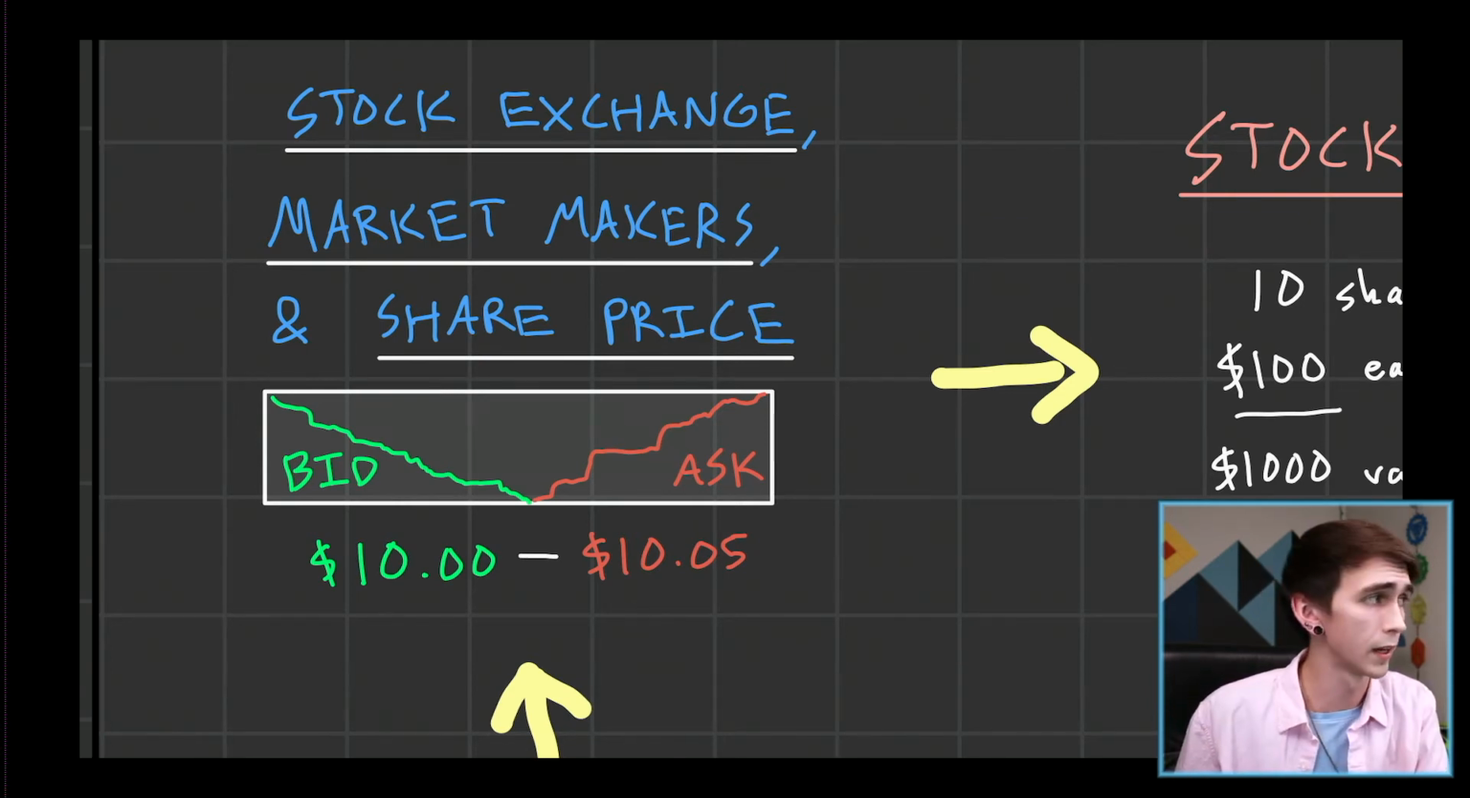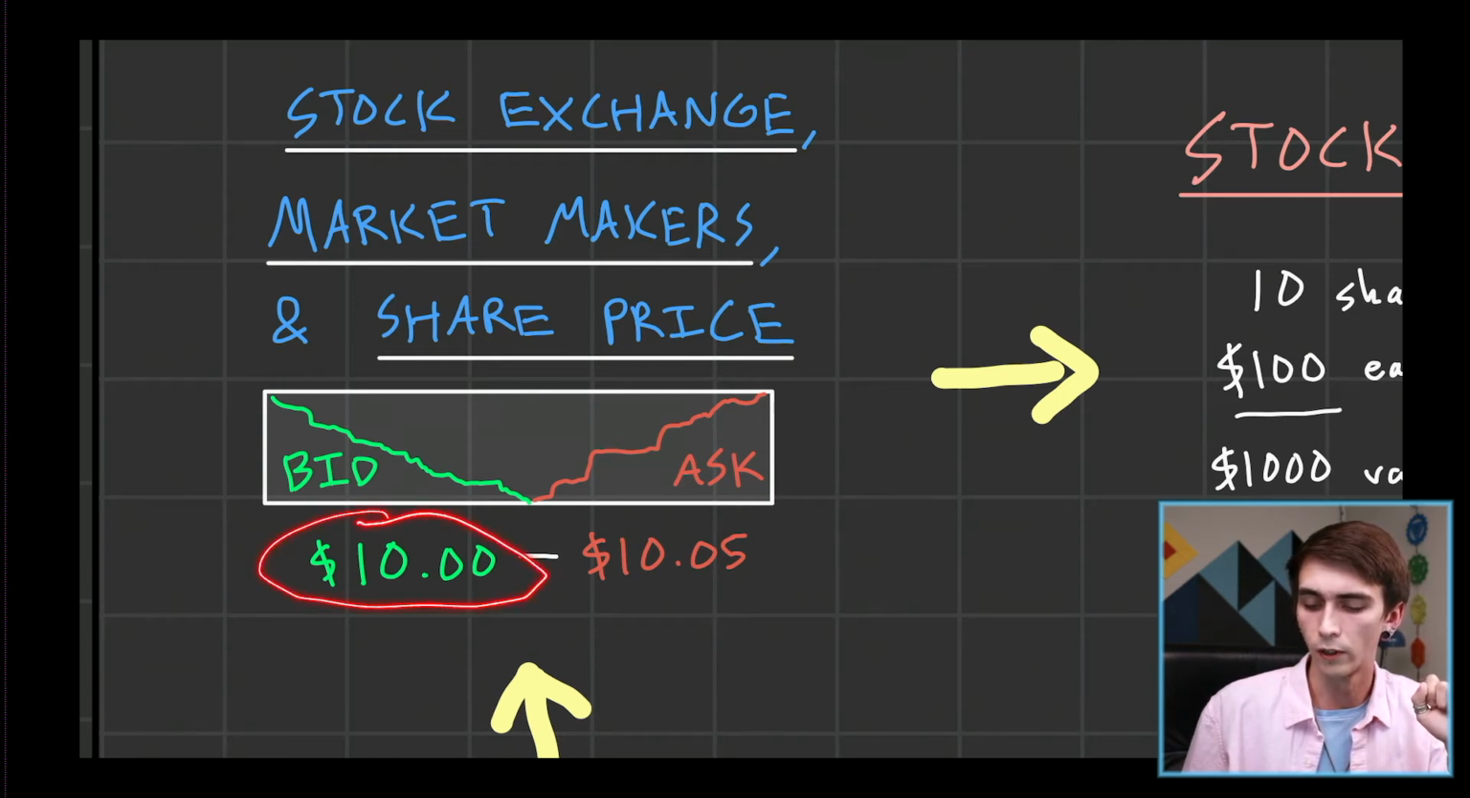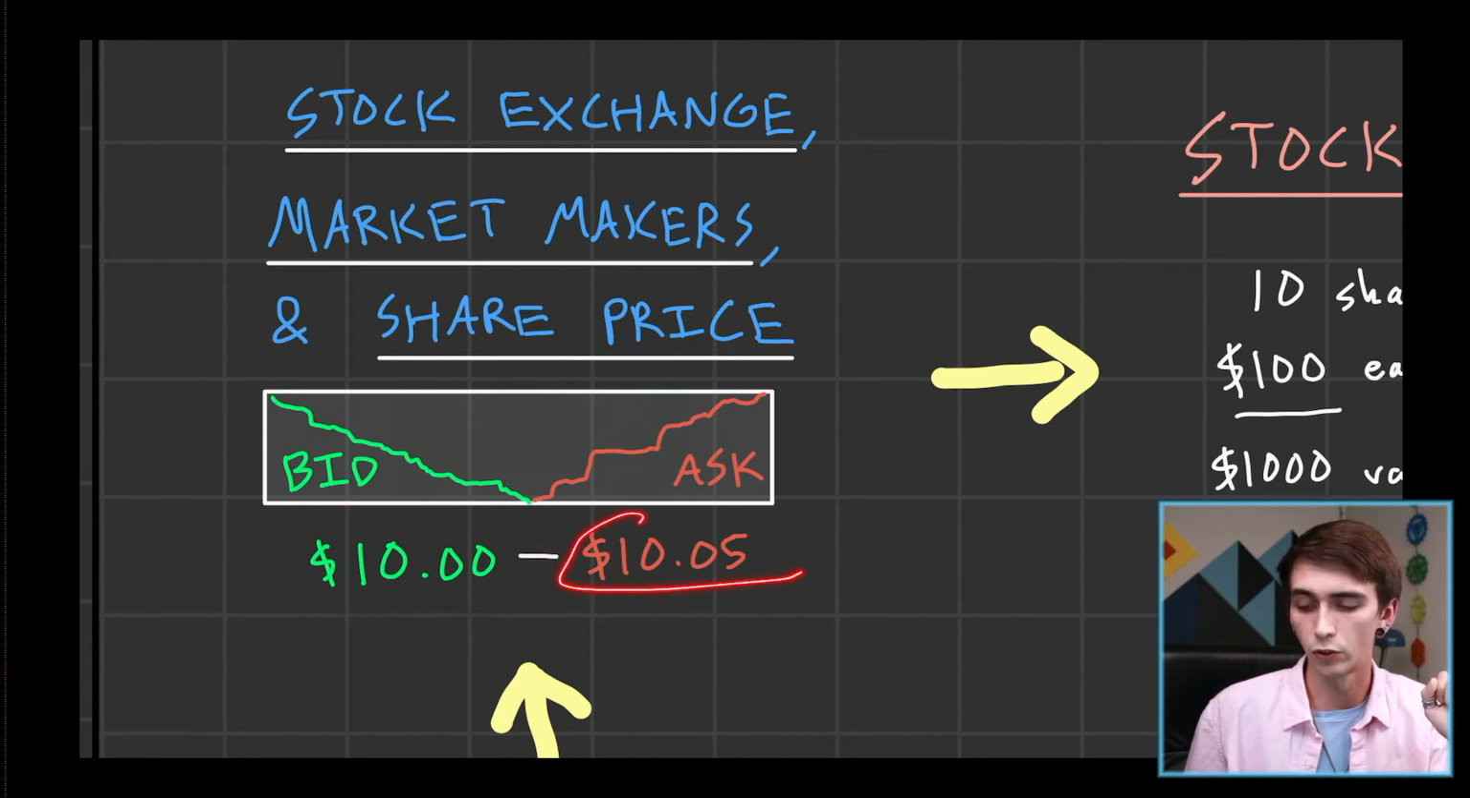Now the buying price here would be called the bid, and the selling price would be called the ask. A market maker will usually make money by profiting from the difference between these two numbers. Say they want to buy a stock for $10, but they're only willing to sell it for $10.05.